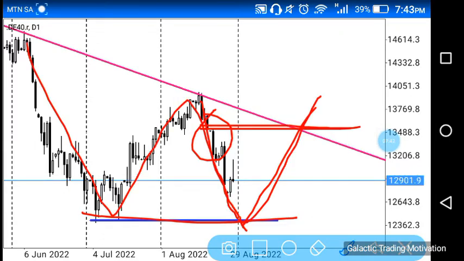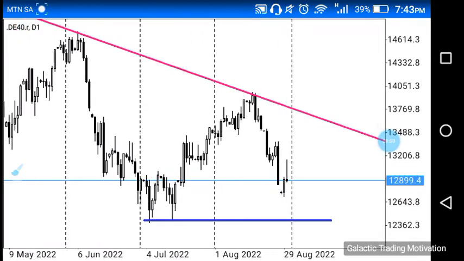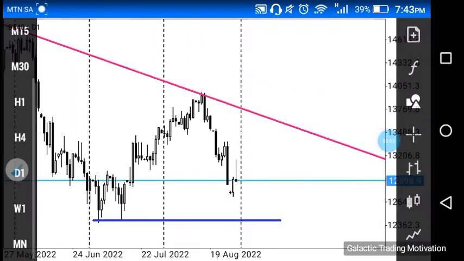Anyway, I'm just speculating at this point in time. I'm not saying that the market will unfold in this manner. I'm just showing you what could possibly happen. Anyway, let's proceed. So from here, I'm just going to head down to the H4 chart, seeing that I don't see anything else of value in regards to the daily chart of Dax40.